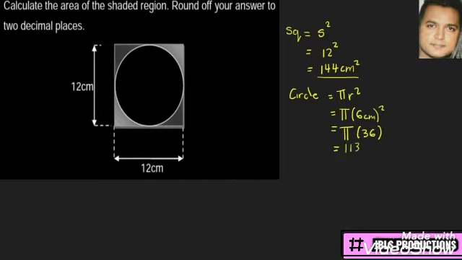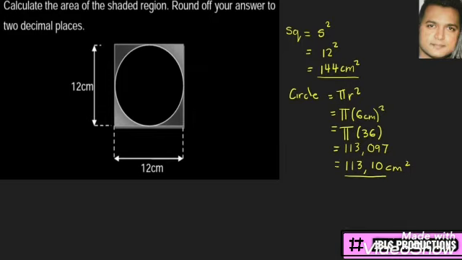113, now they mentioned to us 2 decimal places, so I will say 0,97, just to indicate how we are going to be putting this in 2 decimal places, and this will be 10. And remember, the answer will be centimeter squared.